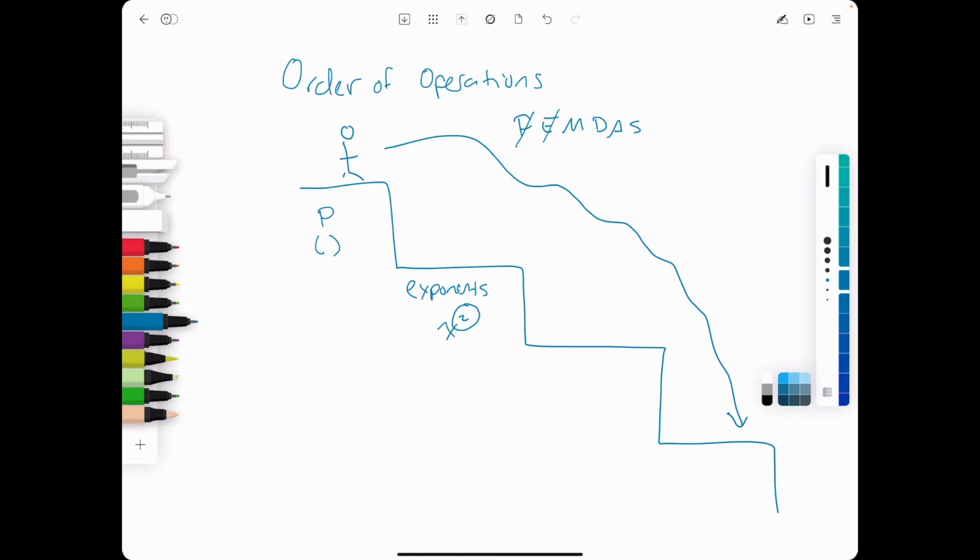Then what? This is slightly tricky, actually. What's the next one? Multiplication. Not just multiplication, and division. And here's the thing. I'm going to cross them both off. It's multiply and divide, but from left to right. So if divide happens to come first, you do it first, okay? Which then kind of is the same thing as the last step, which is what? Addition and subtraction. Right, addition, subtraction.